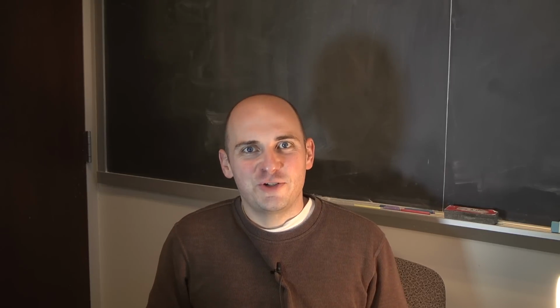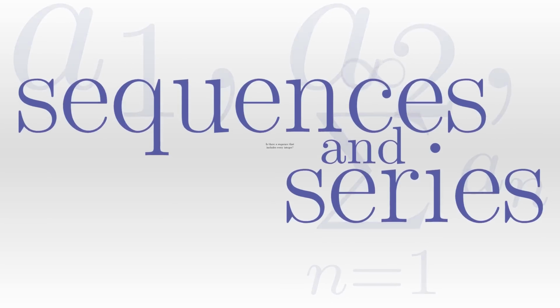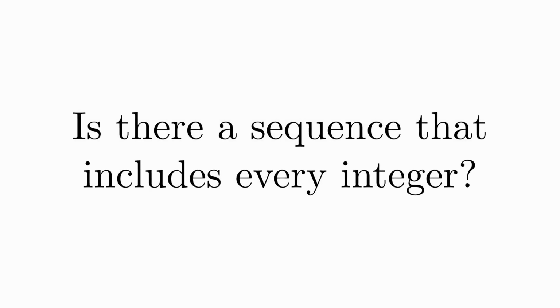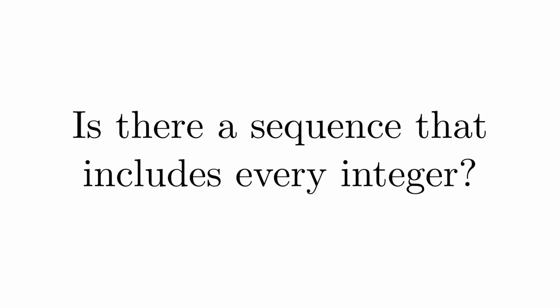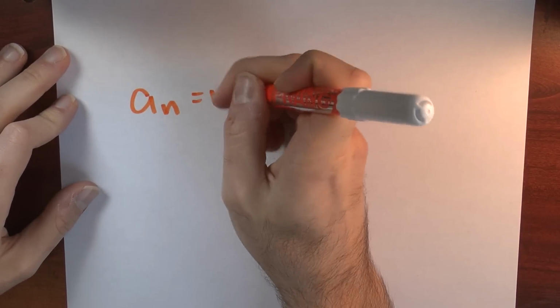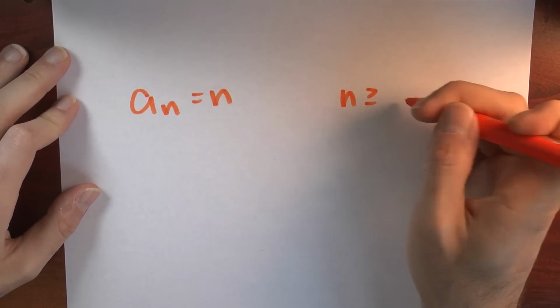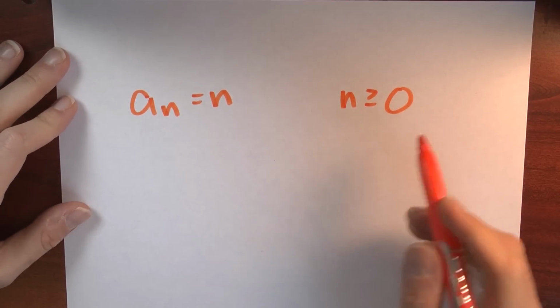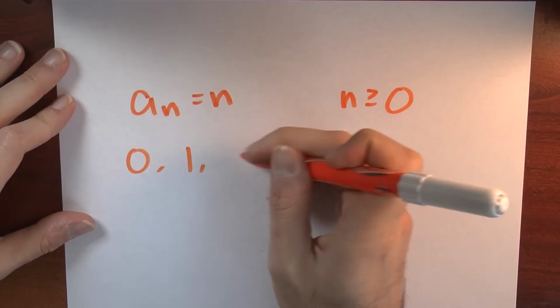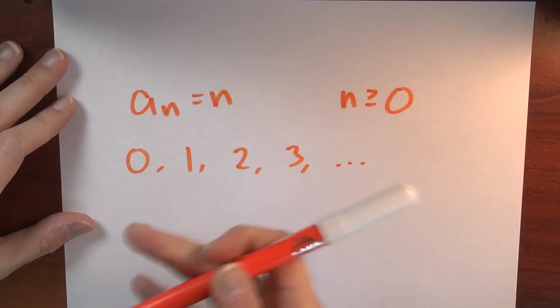Let's put all the integers together. The goal here is to come up with a sequence that mentions every single integer. But before we do that, let's first try to come up with a sequence that mentions every non-negative integer. It's the sequence a sub n equals n, where the index n starts at 0. So the terms of the sequence are 0, 1, 2, 3, and so on.